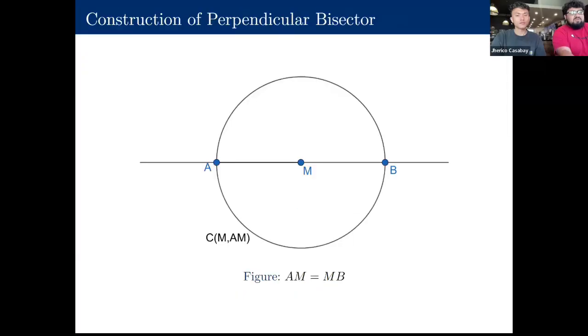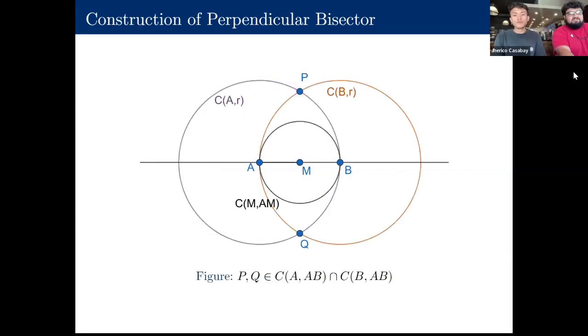And then using axiom B2, we're going to extend the line AM and get that the intersection between the line AM and the circle centered at M with radius AM is going to be the point B, where AM is equal to MB. And then from here, we're going to construct two other circles, the circle centered at A with radius AB and the circle centered at B with radius AB, the purple and the orange circles. And as we can see, their intersection points are points P and Q.